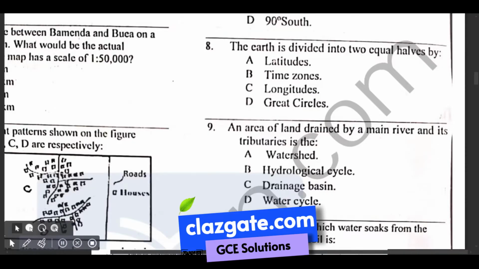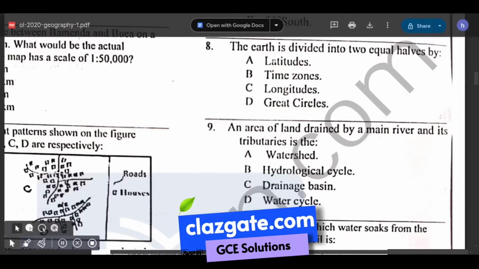0. Latitudes run horizontally around the earth. They are used to measure how far north and south a location is from the equator. So this is what I'm saying. The answer is longitudes, because no matter, this is the earth, every longitude separates the earth into 2 equal halves.